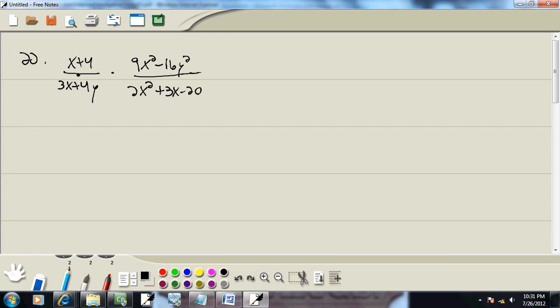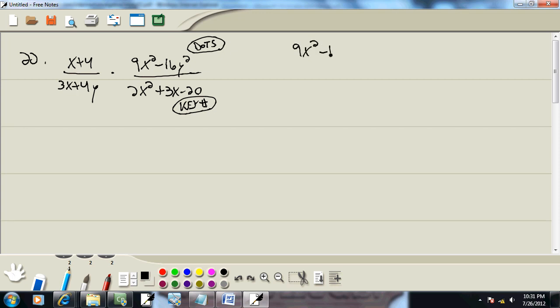Okay, x plus 4 we can't do anything with. 3x plus 4y we can't do anything with. 9x squared minus 16y squared is two terms with a minus between them, a difference of two squares. Down here, 2x squared plus 3x minus 20 has an x squared, an x, and no x, and there's a number in front of our x squared. This is the key number. I'm going to do those over here on the side.